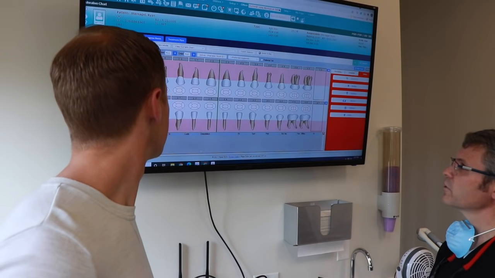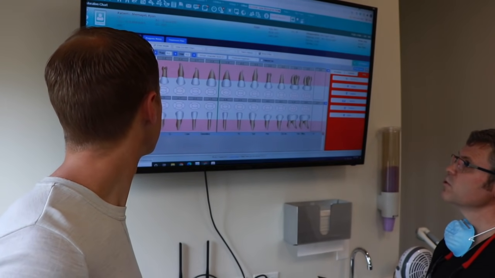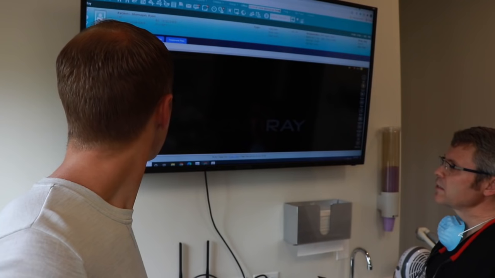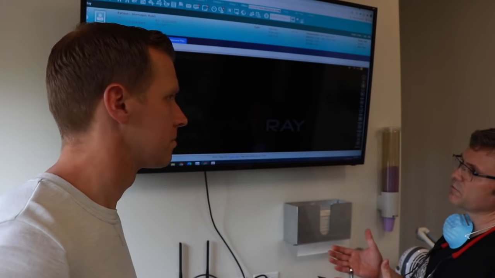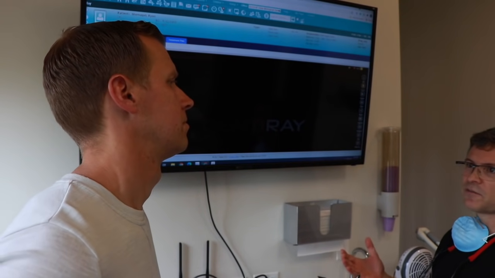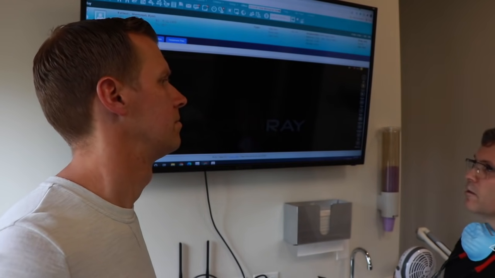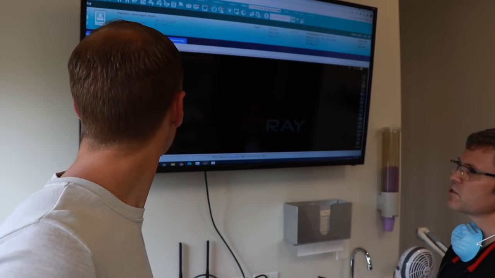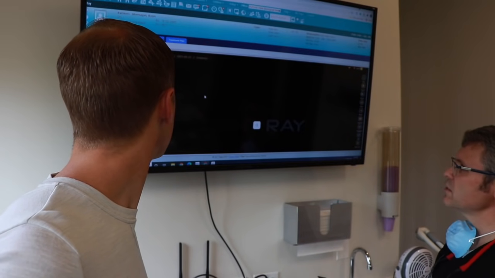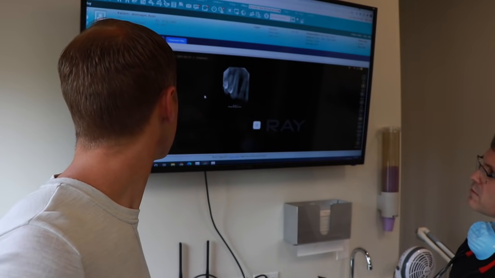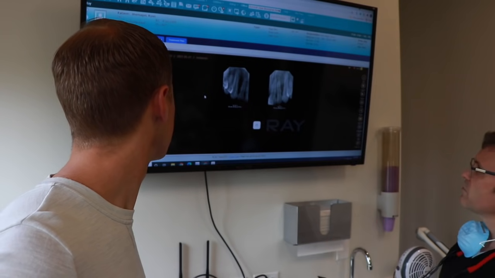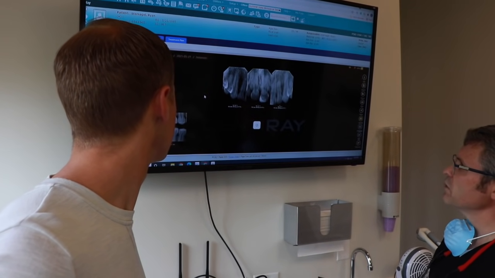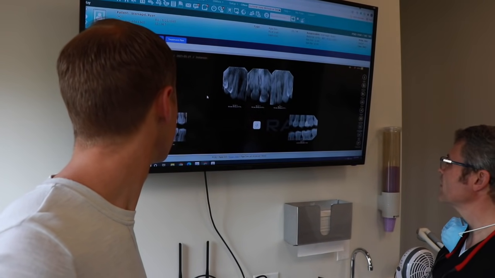Now we'll jump over here to your 2D x-rays. Because of the thin slicing of the 3D x-rays, they're not very good for looking for cavities. And so we still will take digital x-rays of the teeth, so we can see right in between them and see if there's any cavities forming or fillings that are falling apart or anything like that.